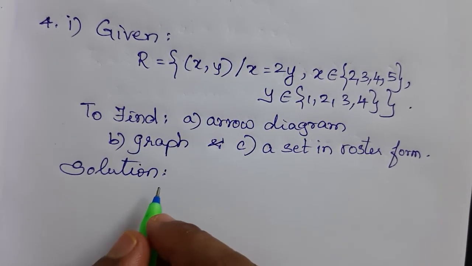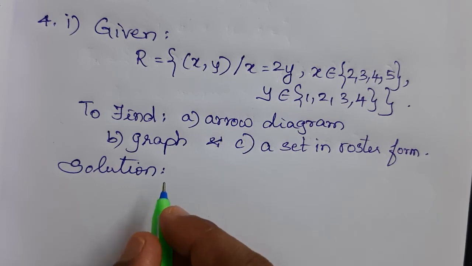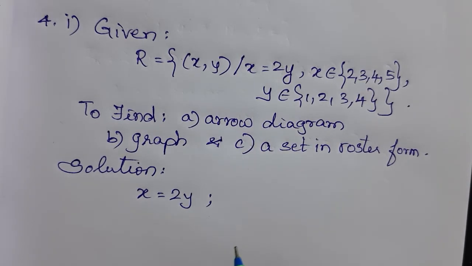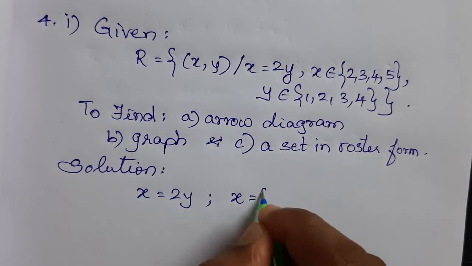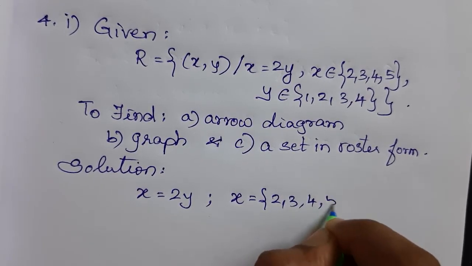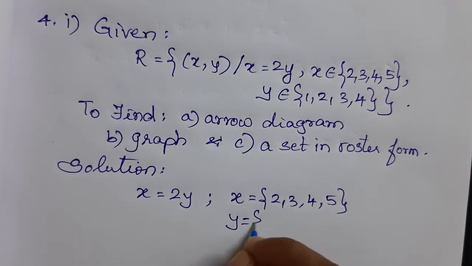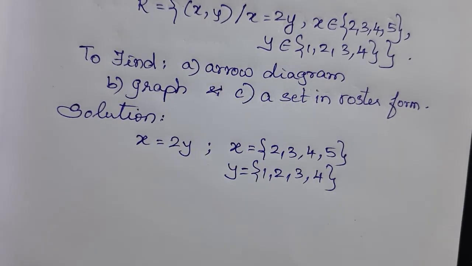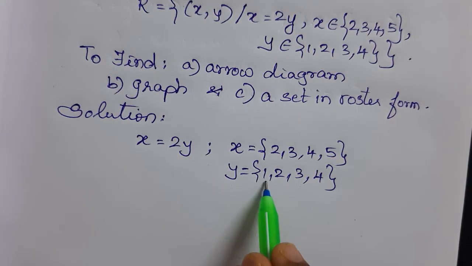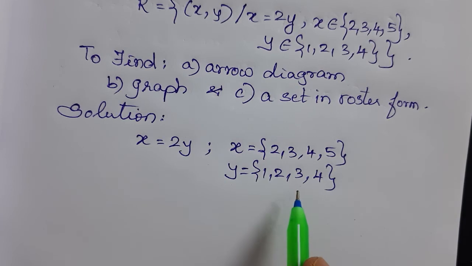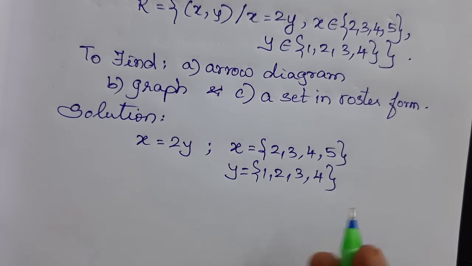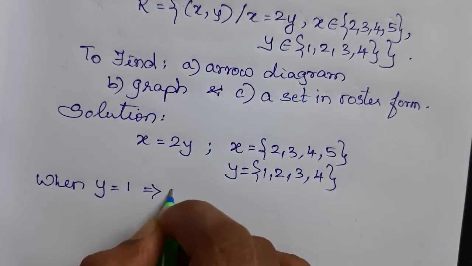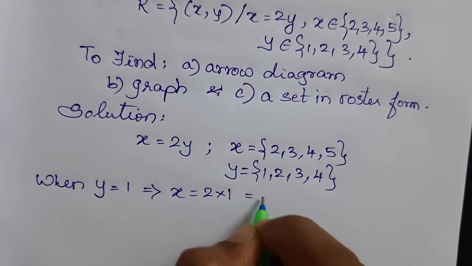First of all, we need to find the elements of the relation, right? So here it is given that x is equal to 2y, where the elements of x are 2, 3, 4 and 5, and the elements of y are 1, 2, 3 and 4. So here they are given x in terms of y. That is, the value of y is going to be 1, 2, 3, 4. Depending upon the value of y, the value of x is going to change here. So when y is equal to 1, x is equal to 2 into 1, which is nothing but 2.